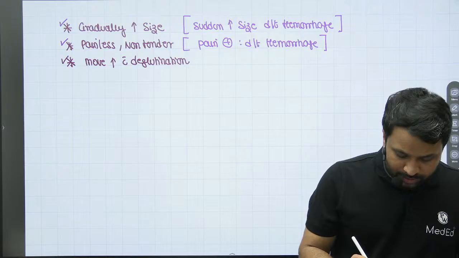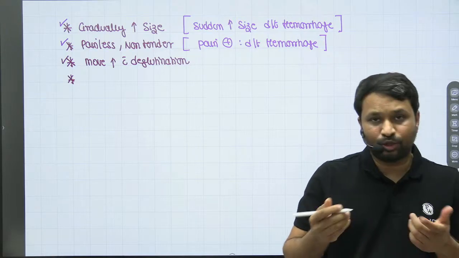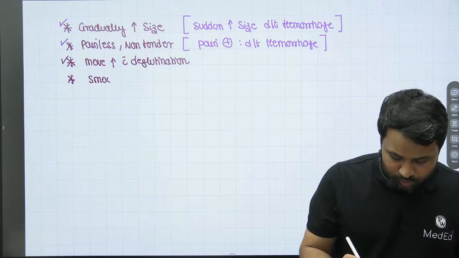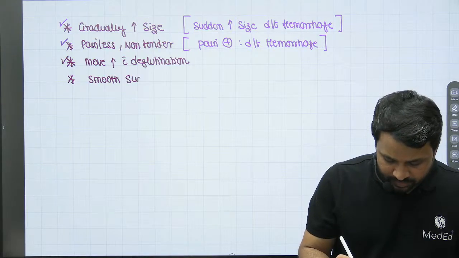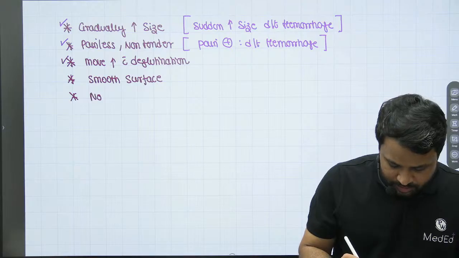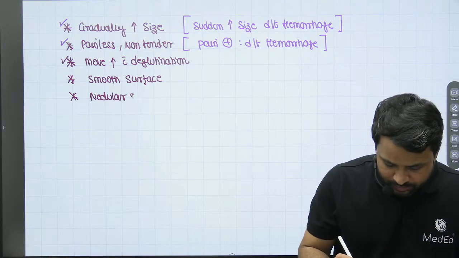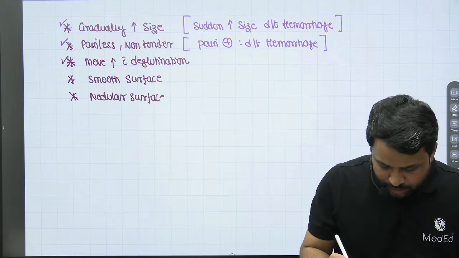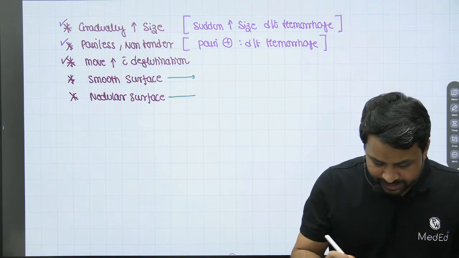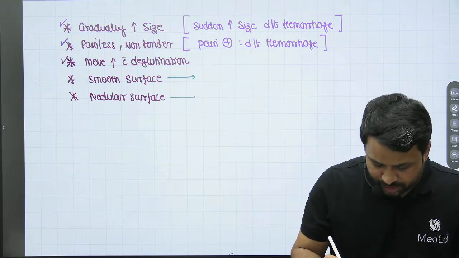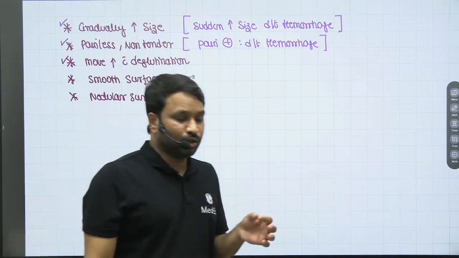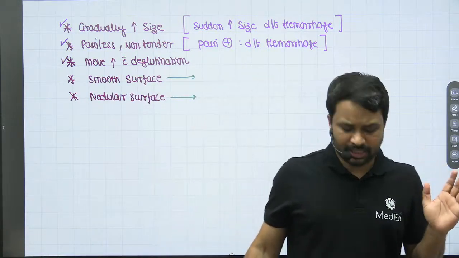It will also tell you that on palpation, when you palpate, whether it is going to have a smooth surface, or whether it is going to have a nodular surface. Now my question to you is, if there is a smooth surface, what phase or what stage of goiter do you think the patient is in? And if it's a nodular surface, what stage of goiter do you think it is? A simple question. Okay?